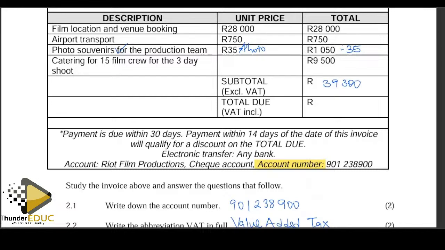Then total inclusive, what is it going to be? So we shall get this money here and we include the VAT. So allow me to do it from this other side. Okay, let me do it from here. 39,300 times 1,15. Multiply that by 1,15. And the final answer becomes 45,195. Oh, the rand is already shown there. So that's what we are trying to do.